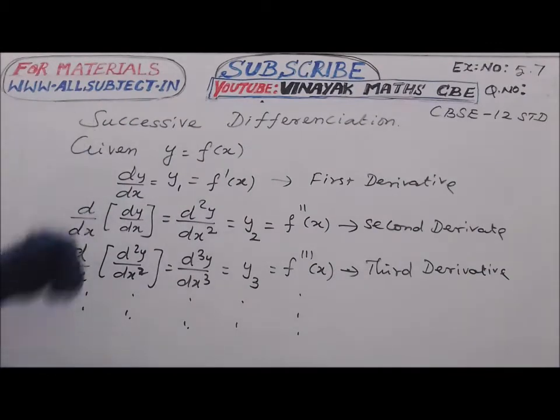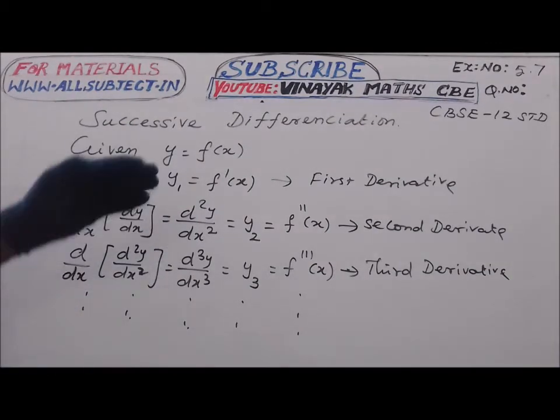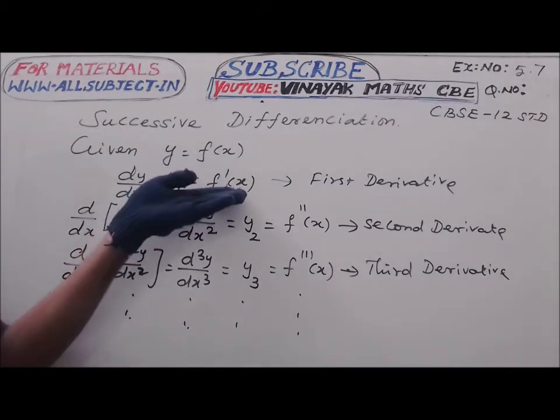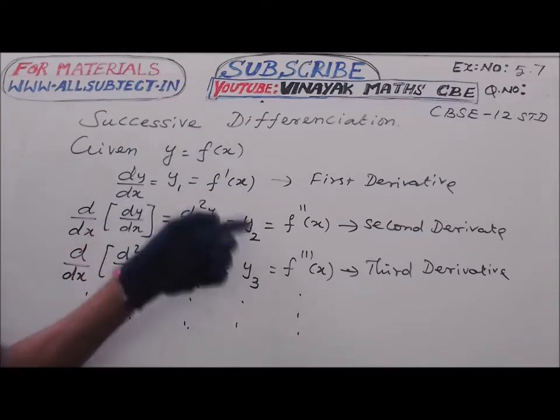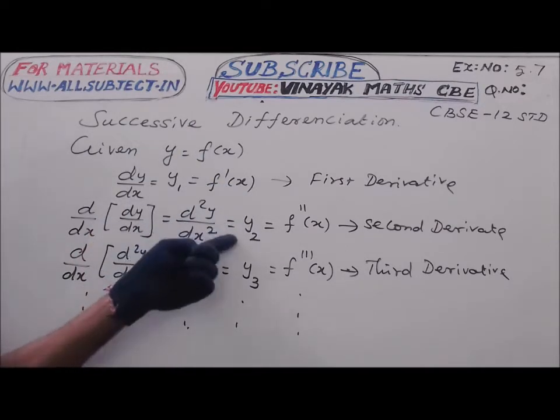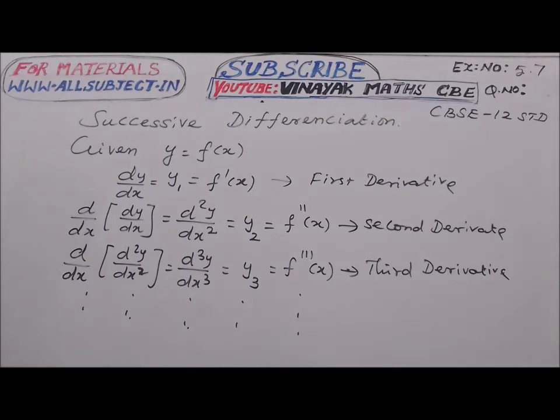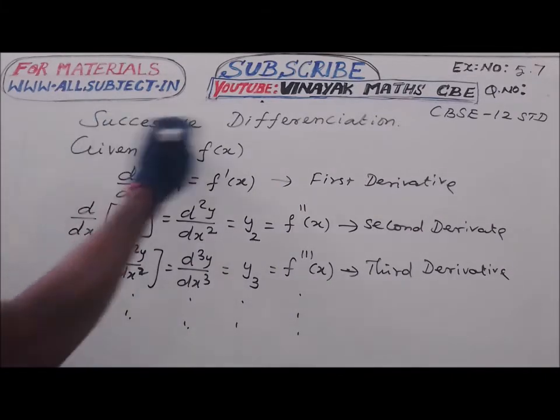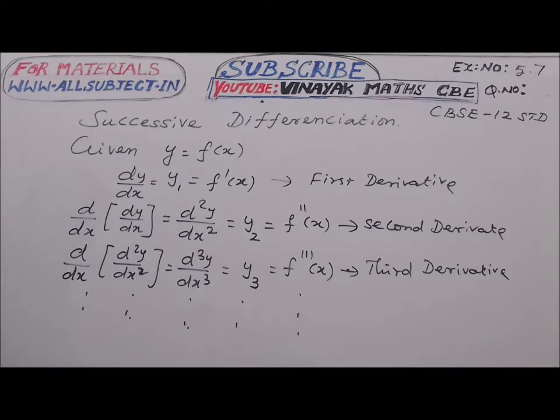So differentiating the given function again and again: after completing the first, differentiating the first derivative, we will get the second. After completing the second, again differentiating the result, we will get the third derivative. This type of continuous differentiation is known as successive differentiation.